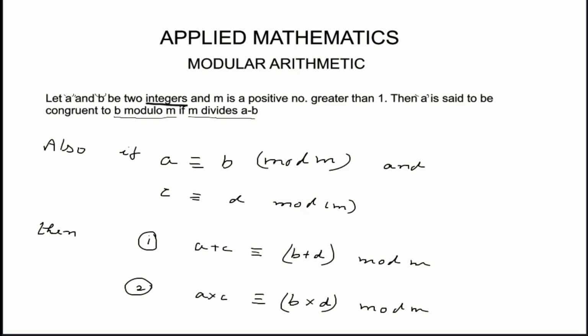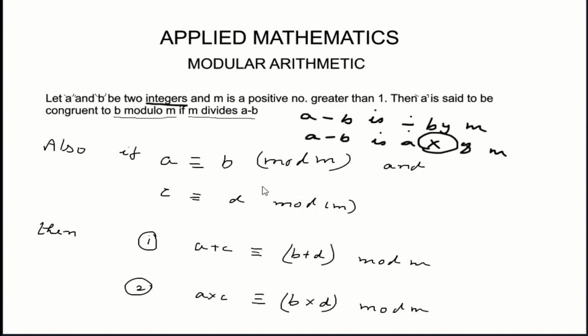Normally it is written as a is congruent to b modulo m. It means a minus b is divisible by m, or I can say a minus b is a multiple of m. I can say it is divisible by m or it is a multiple of m. That is what you should understand.